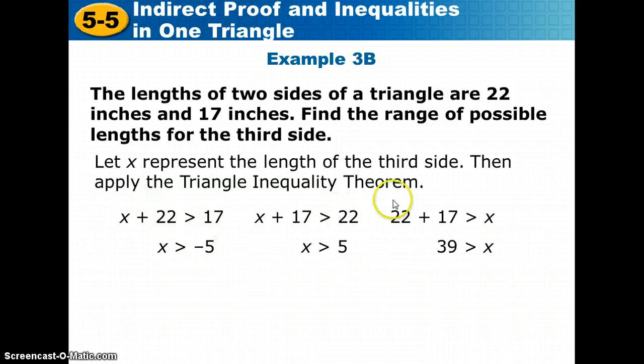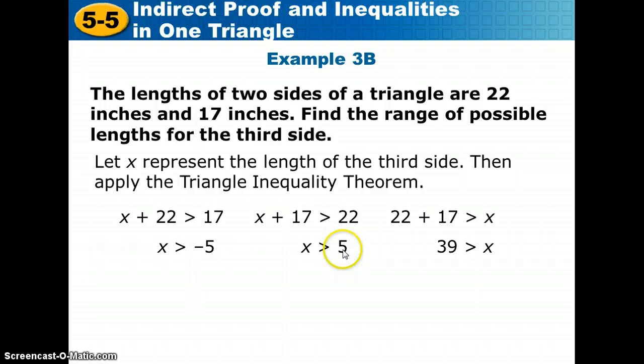Okay, these ranges are what you should get. If x plus 22 would have to be greater than 17, so x is greater than negative 5 when you subtract 22 from both sides. But again, the negative value does not help us, and so we can eliminate that as a possibility.